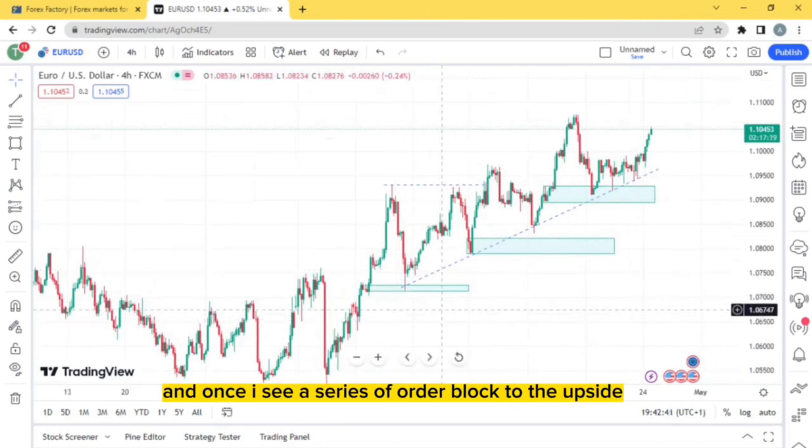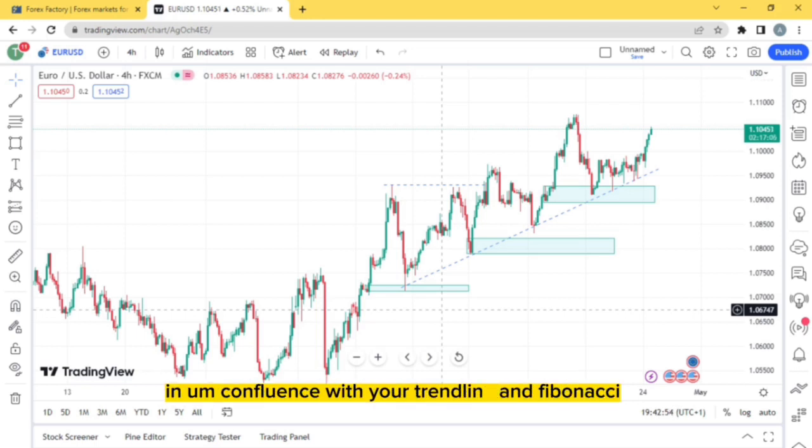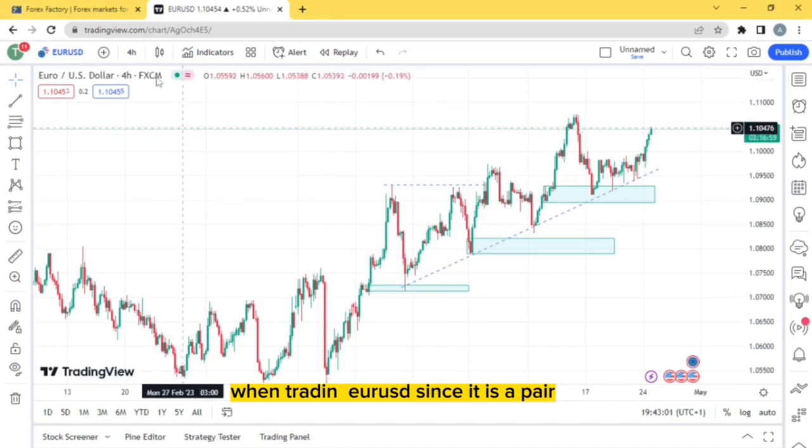And once I see a series of order blocks to the upside, this is a bullish order flow. So the reverse, once I see a series of order blocks to the downside that broke structure to the downside, that is what I call a bearish order flow. So you can make use of your order flow in confluence with your trend lines and your Fibonacci to help give you an edge when trading the EURUSD, since it's a pair that loves to trend a lot.